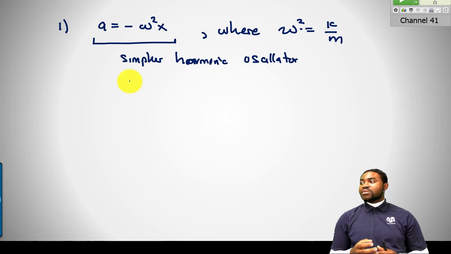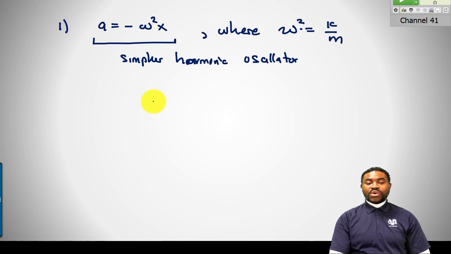And it exhibits mechanical oscillation, and specifically, that type of mechanical oscillation is called simple harmonic motion. So if you are asked to define simple harmonic motion, you are free to say that an object undergoes simple harmonic motion if its acceleration is given by that.